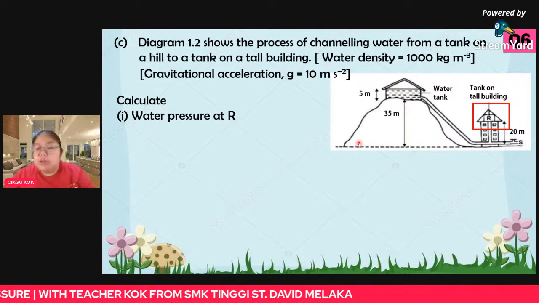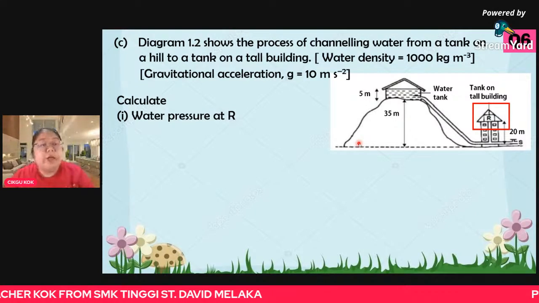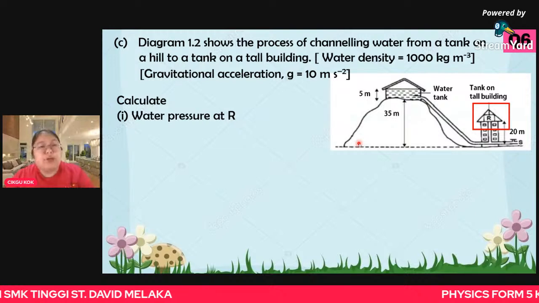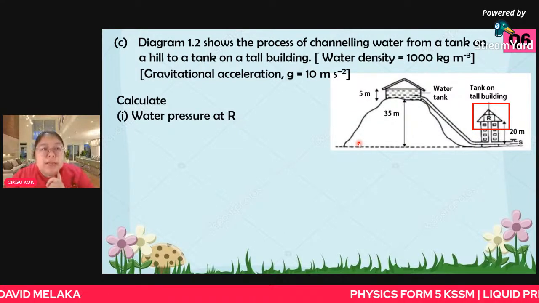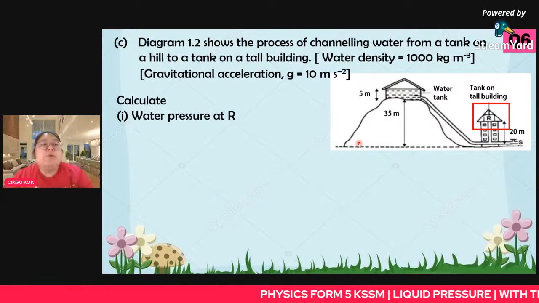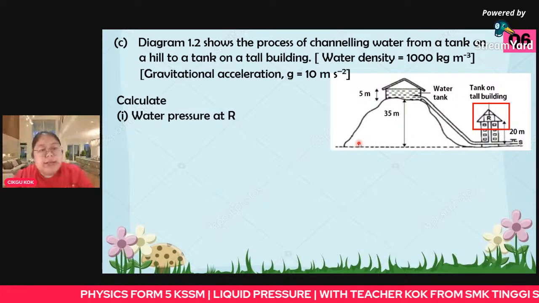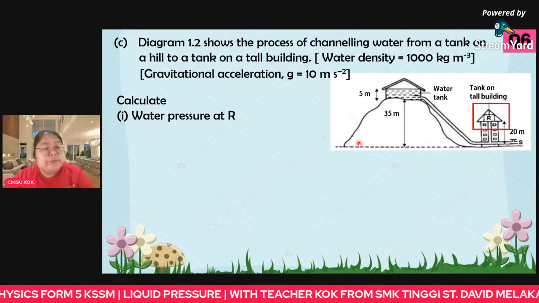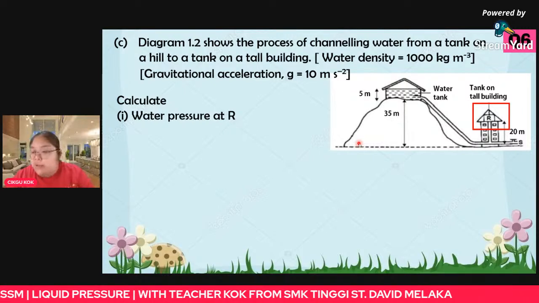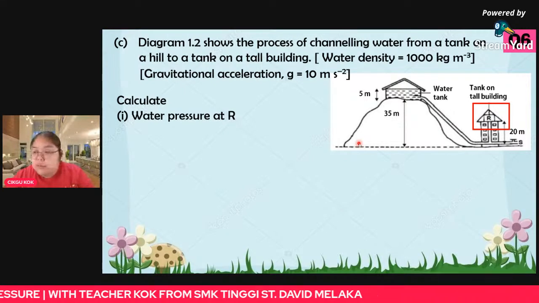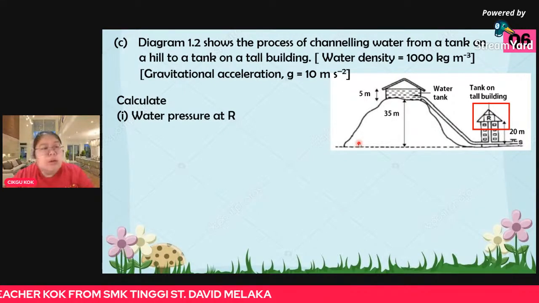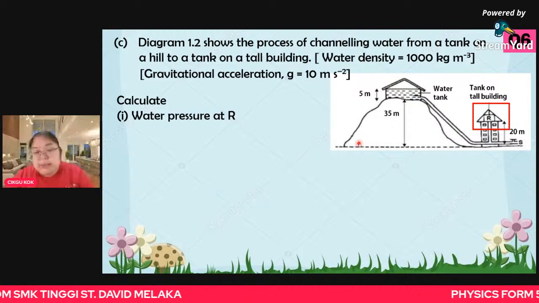Okay, simple only. You just find the different H. Important is the H. Okay. The answer from Yuan Ru they give me is 150 kilopascal. The others, you can get the same answer from Yan Ru. 150 kilopascal. Okay, we just get one answer only.